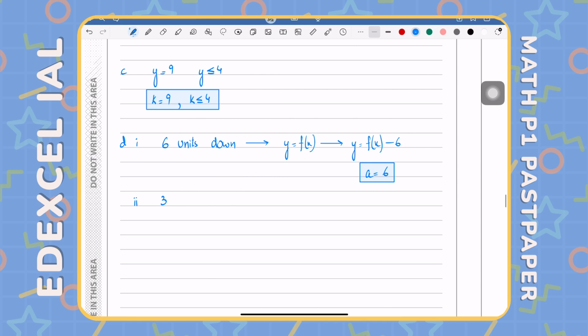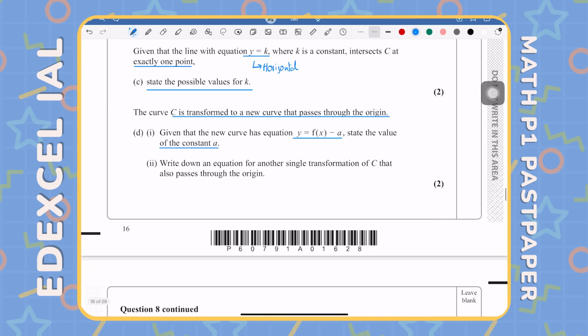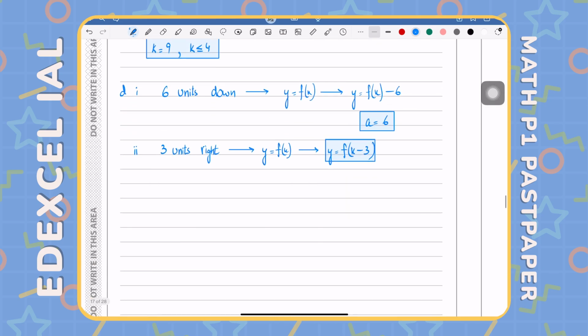Okay, so the other way to make sure that the curve passes through the origin is to move it 3 units right. Okay, and how do you move it 3 units right? Here's how you do it. So if y equals f of x, you can turn it to y equals f of x minus 3. And now the curve will definitely pass through the origin. And this, fellas, is your final answer. Let me have a look at what exactly was the question. Yeah, the question was asking for an equation for, yeah, so here is the equation of the single transformation.